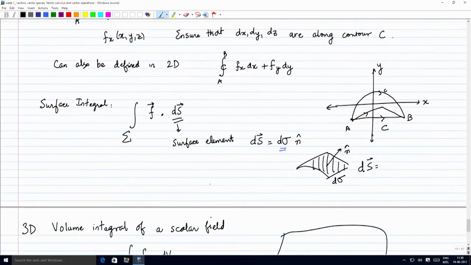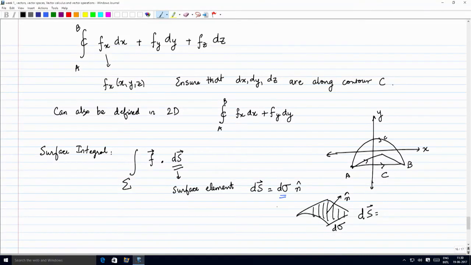Okay. And let us just go back to the surface integral. So, this d sigma usually can be written as dx dy. And so you have a 2 dimensional integral. So, this is a 2 dimensional integral.